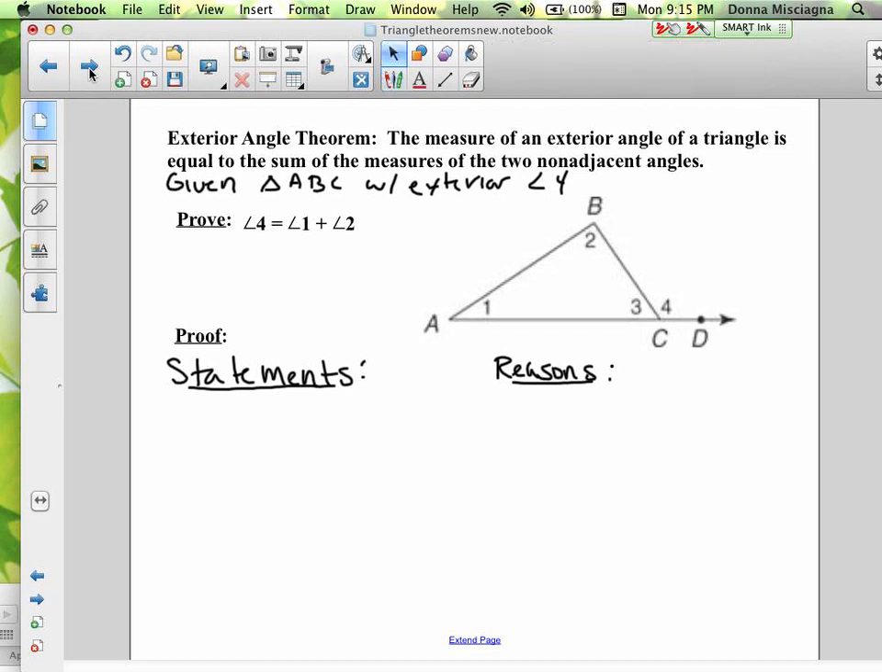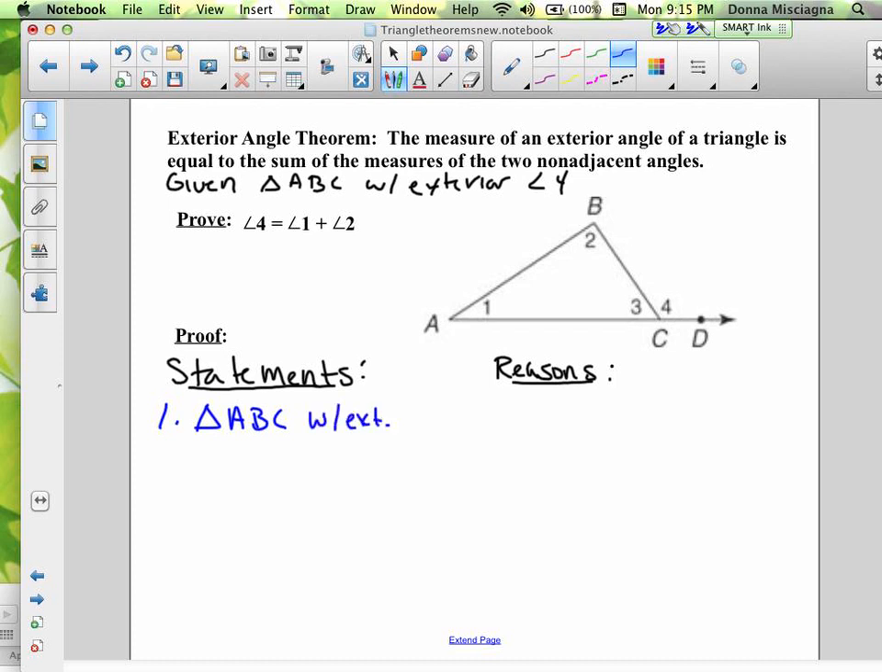All right, so our proof. You have this in your notes, and I probably typed the words statements and reasons, but I didn't do that in mine. Maybe I'll do it later. The first thing I should say is that we have a triangle. Otherwise, I'm not going to be allowed to use any of the properties of triangles. So: triangle ABC with exterior angle 4. And hopefully you all realize that that was just given. It's right next to the word given. I didn't figure that out. Somebody told me.